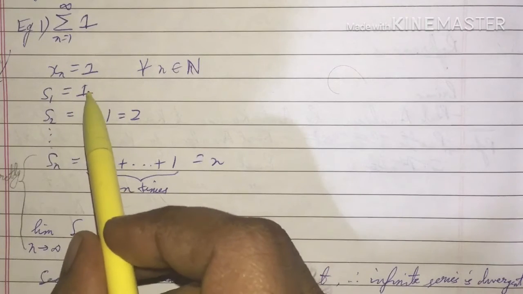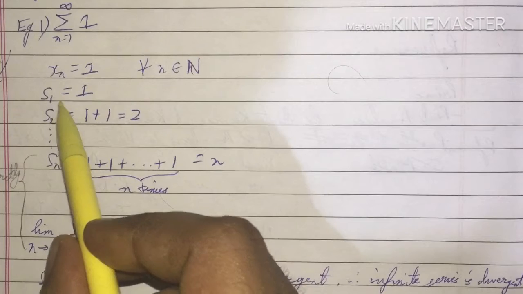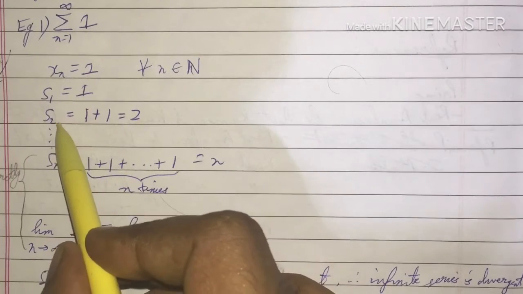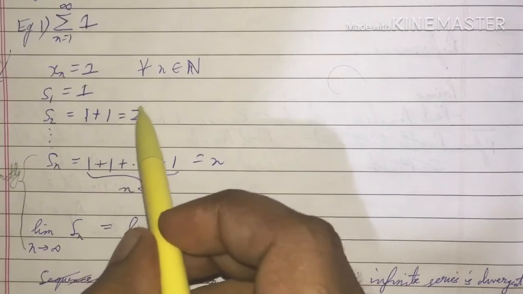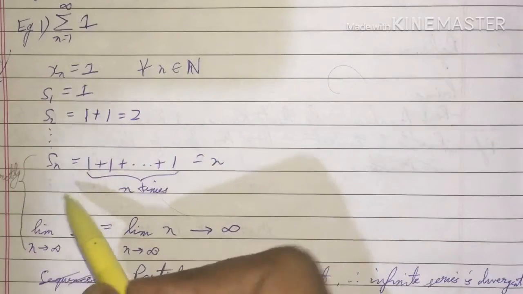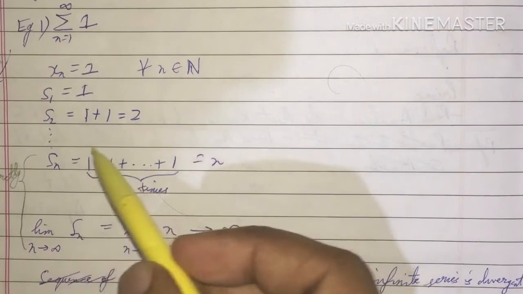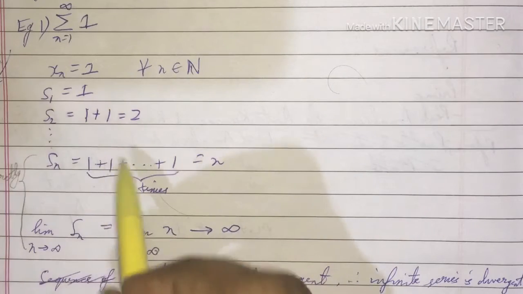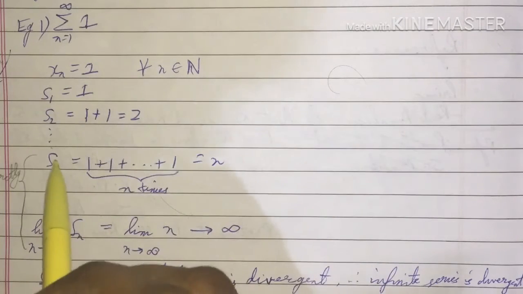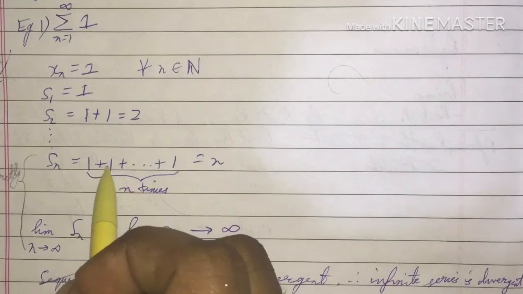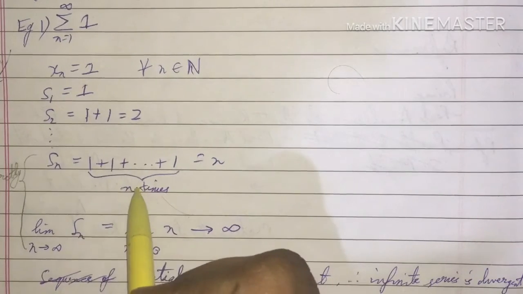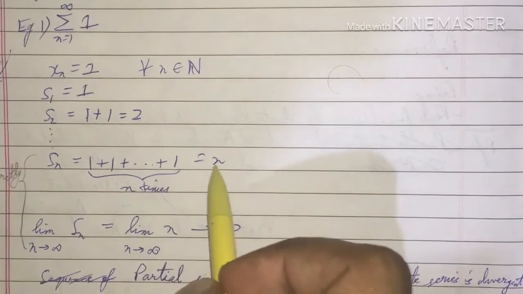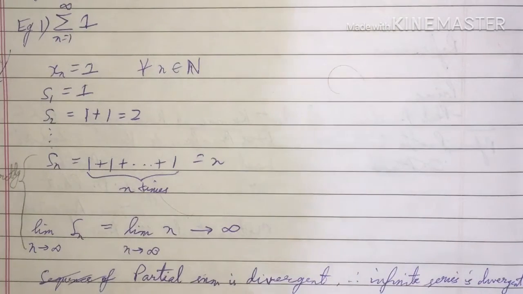So s1, in this case it's only the first element, so it's directly 1. s2 is the sum of the first two elements, so it's 1 plus 1, which is 2, and so on. So S3 will be the sum of the first three elements, which will be 1 plus 1 plus 1, which will be 3. So in general, Sn is the sum of the first n elements, and since all the elements are 1, it is 1 repeated n times, which is basically n.